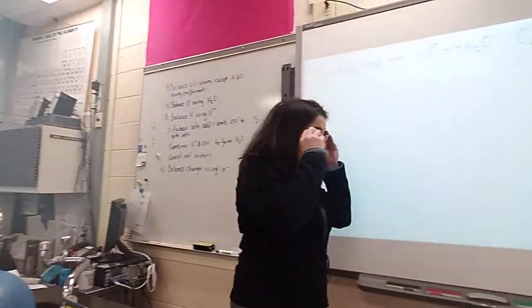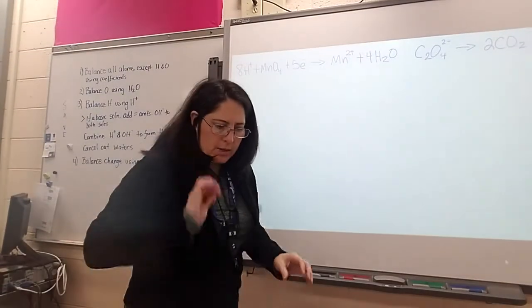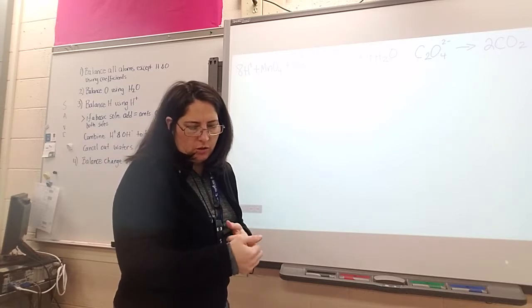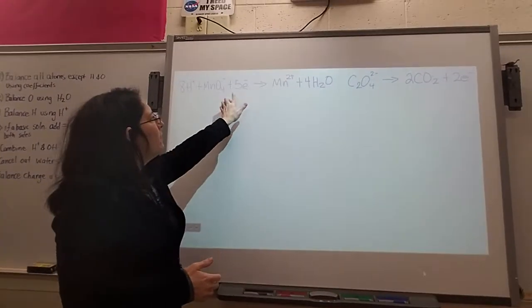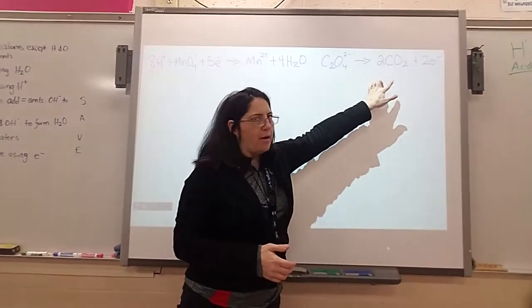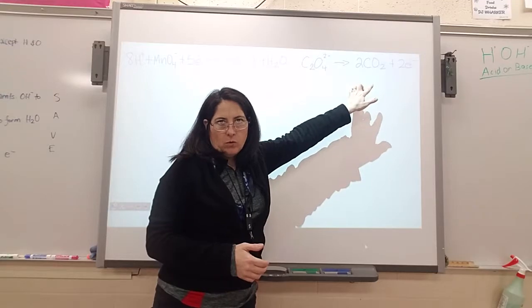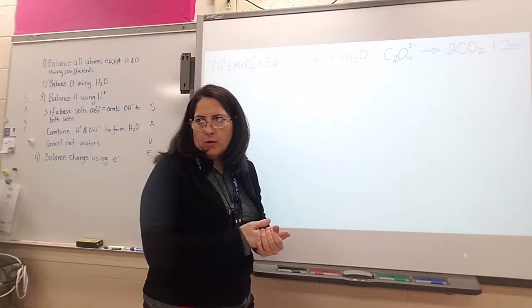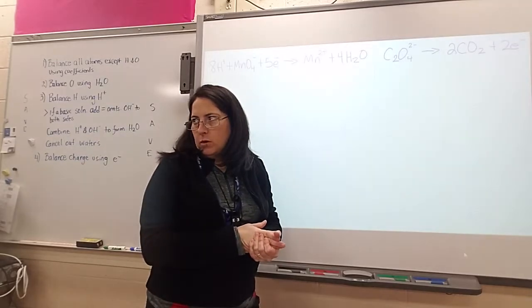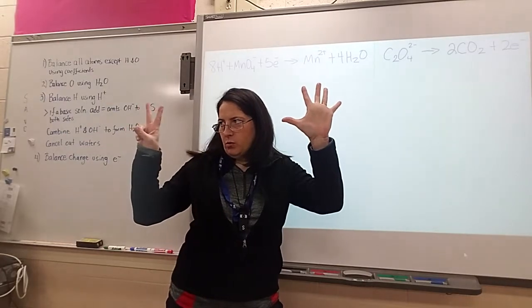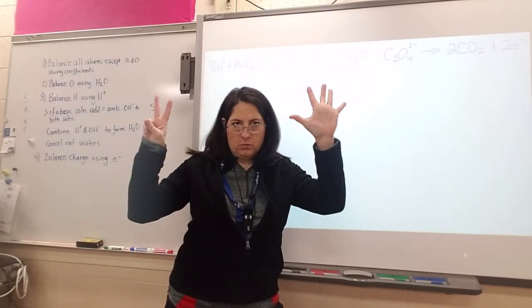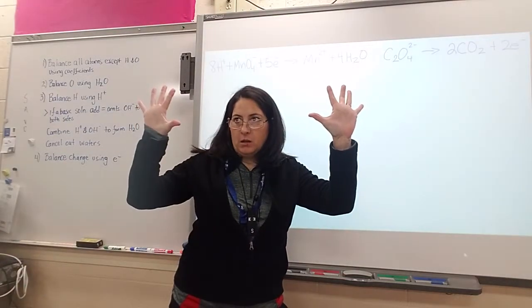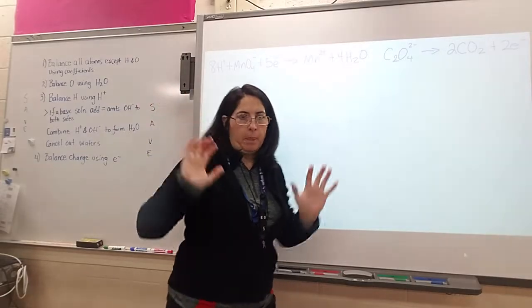So we need to take these, and we need to get our charges equal between the two reactions, okay? So over here, I have 5 electrons. Over here, I have 2. I need to find the least common multiple. Between 5 and 2, what's the least common multiple? 10. Least common multiple.